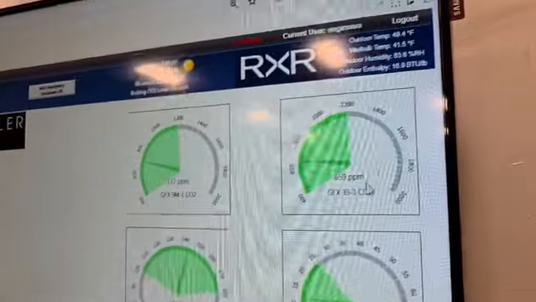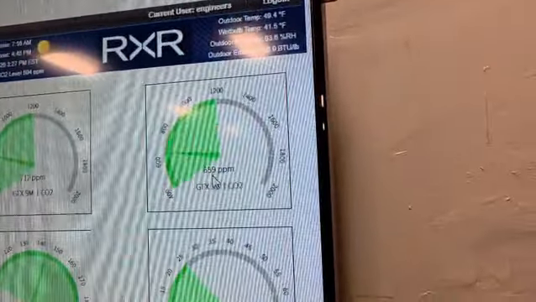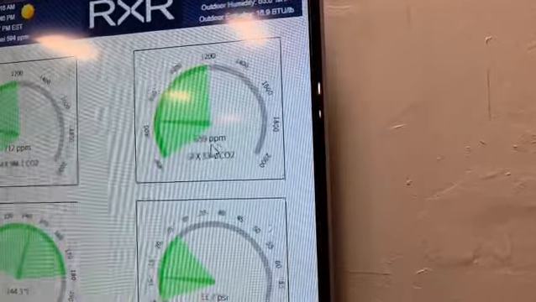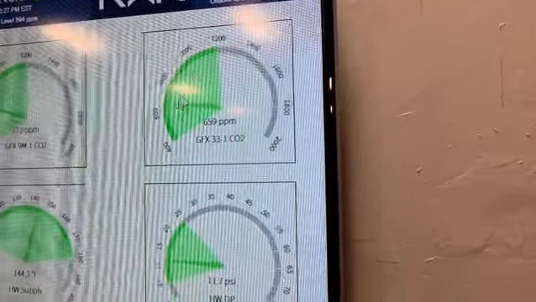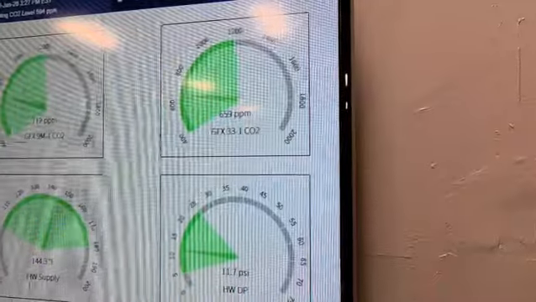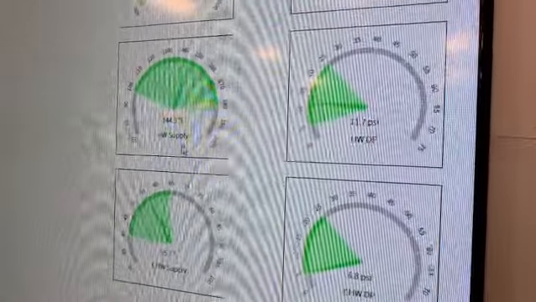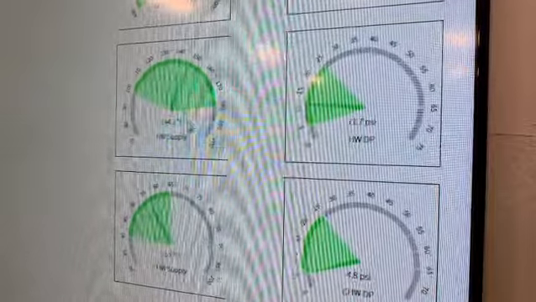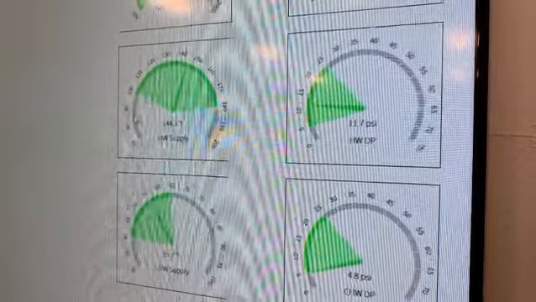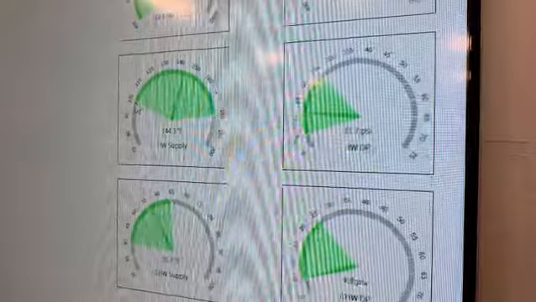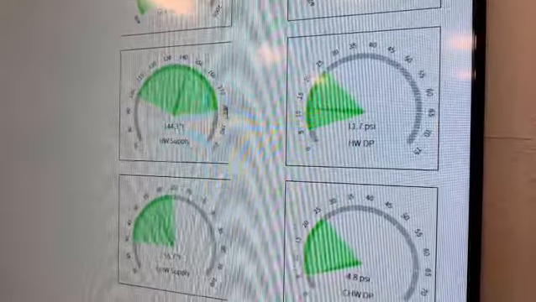Right here you have another one. It's the same thing. Parts per million, 759. You're good. Right here is your boiler. Hot water supply. Right now the boilers are supplying 144 degrees. You're good, right? The minimum is 100 and your max is 180.